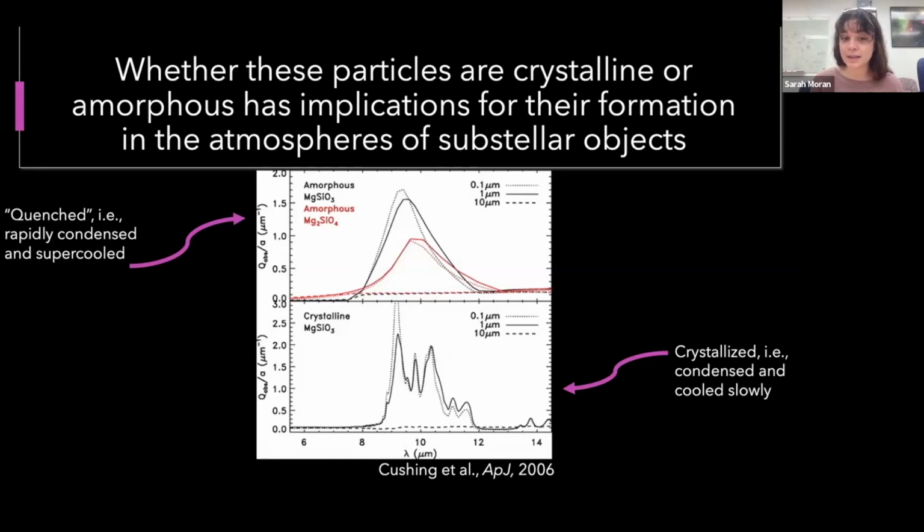On the bottom is a crystalline structure for these particles where you're keeping them hot long enough, or maybe they've cooled and then are getting hot again. And so then they start to crystallize. And when you see that, you get this much finer structure that makes up your absorption feature. And so that's already telling you something about the process of how these clouds got made.